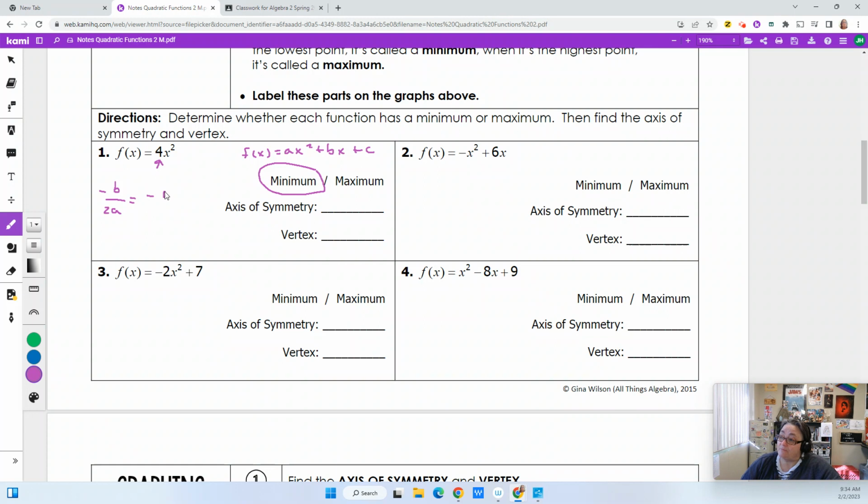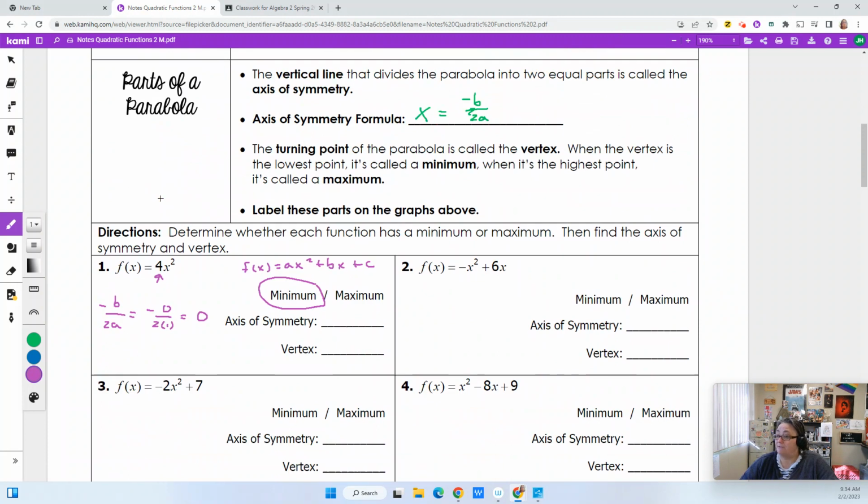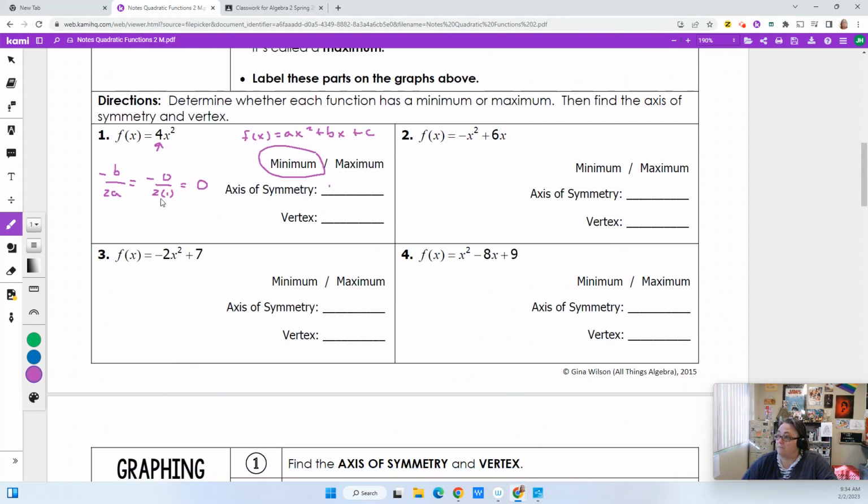So I have minus 0 over 2 times a. Well, a is just 1. So we do that, but it doesn't matter because as long as we're dividing into 0, that just means our axis of symmetry is at 0, right? So our axis of symmetry, I don't know how they were listing it up here. I would just say x equals 0. And that is that line that divides down the middle of our parabola of that U shape that we make. Now it also asks us for the vertex.